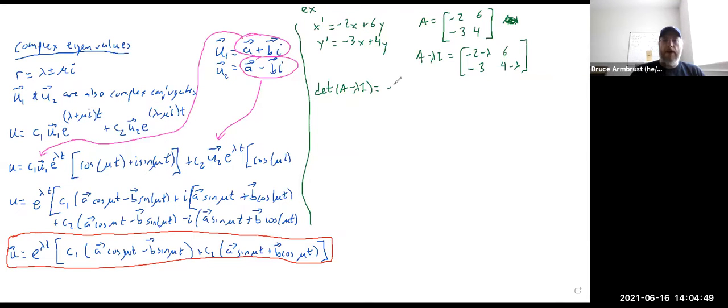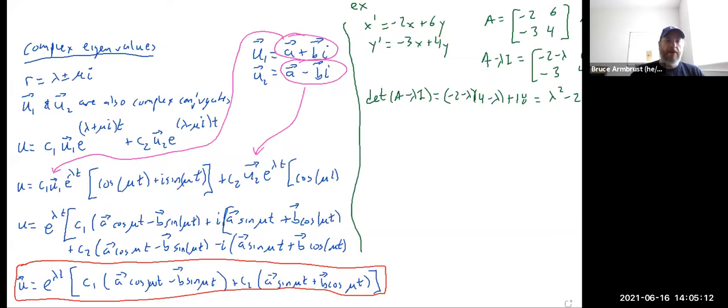So we get minus 2 minus lambda times 4 minus lambda plus 18. If I distribute that out, I'm going to get lambda squared minus 2 lambda plus 10. He says very unconfidently, but I think that's right.